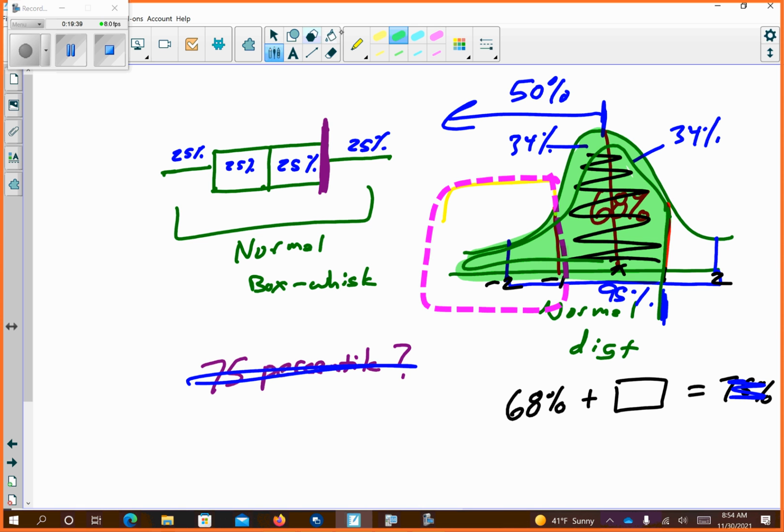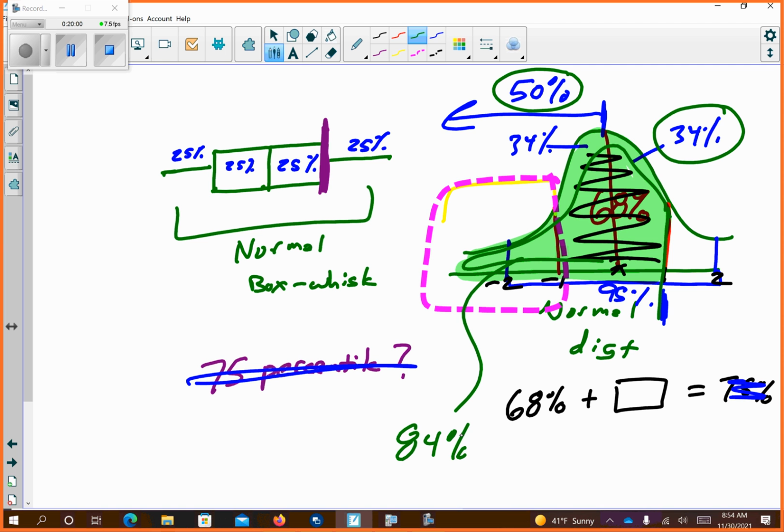So with the subtle hints that you have here, if you have 50% going from the mean to the left and 34% to the right, what percent am I looking for as far as that goes? Okay, so this green region represents 84% of our data. So the 75th percentile is here.